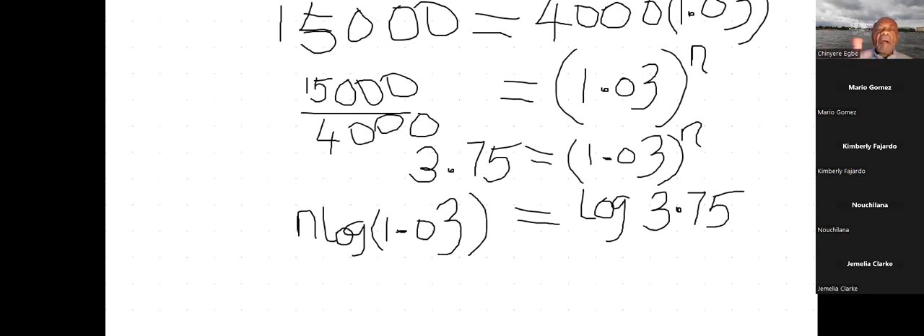So you find the log of 3.75 and the log of 1.03. Okay, that is in your calculators. In that case, you now reduce the problem to a linear function. And so n will be the log of 3.75 divided by the log of 1.03. You are not talking about the log of the division 3.75 over 1.03. No, that's not what you're talking about. It has to be the log of the upper number.